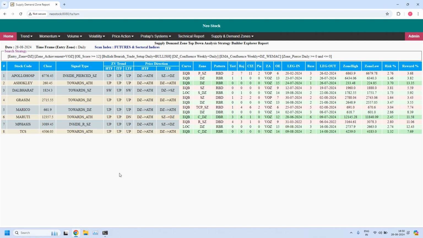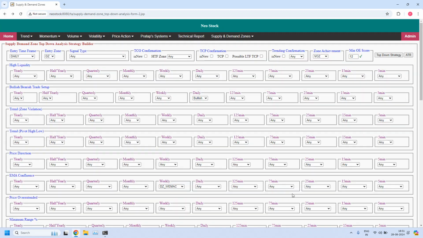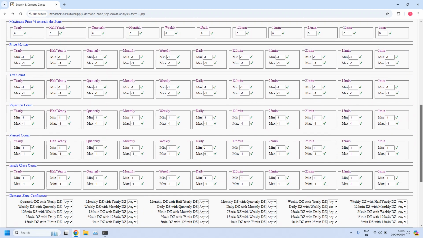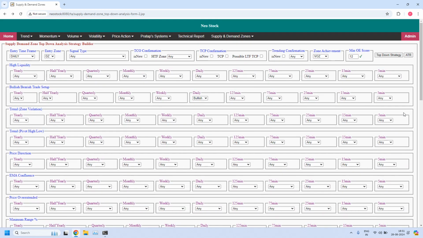Okay, now let us look into LTF, ITF, HTF confluence by removing the EMA filter. So where is EMA? Here, the weekly EMA filter, I removed. Now demand zone confluence. Already daily demand zone with weekly demand zone confluence is enabled. Now daily demand zone with monthly demand zone I am also enabling, and weekly demand zone with monthly demand zone I am also enabling. With all the three filters, that is LTF, ITF, HTF confluence, that is daily, weekly, monthly confluence.